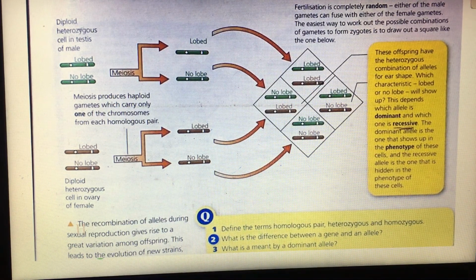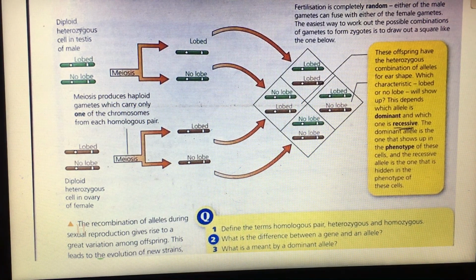And which one is recessive? You have to know that the recessive is the characteristic which, if it appears in the cell, will not give the shape for the organism. So here no loop is recessive, for example. So the shape of this cell will be looped. Why? Because looped is the dominant allele.